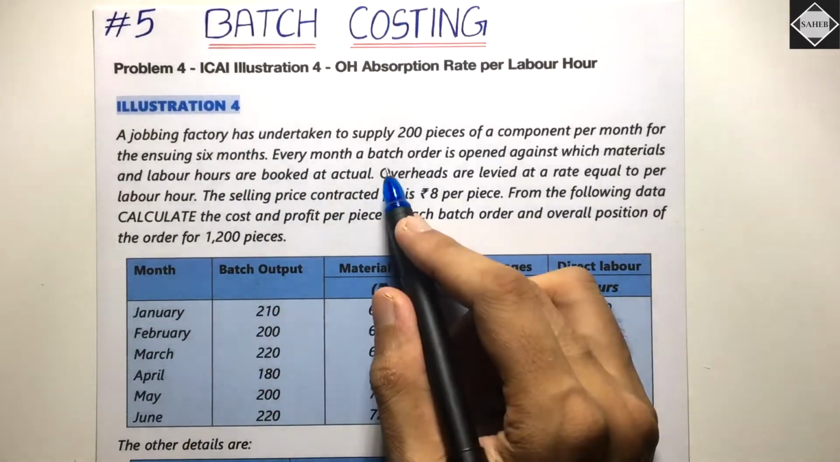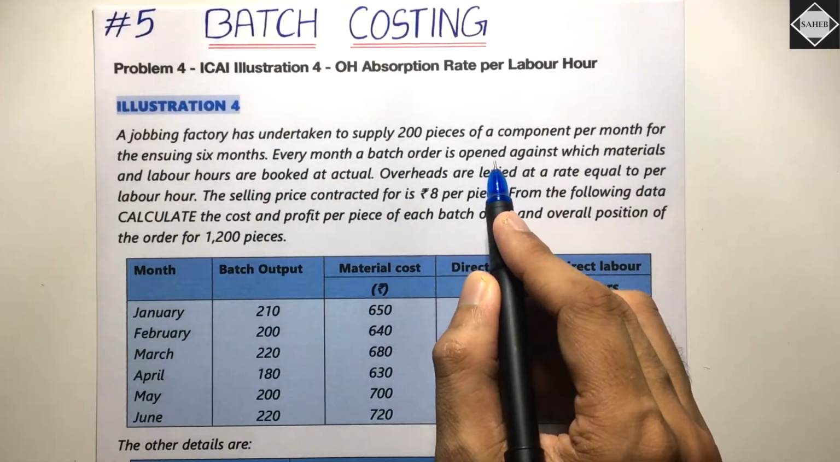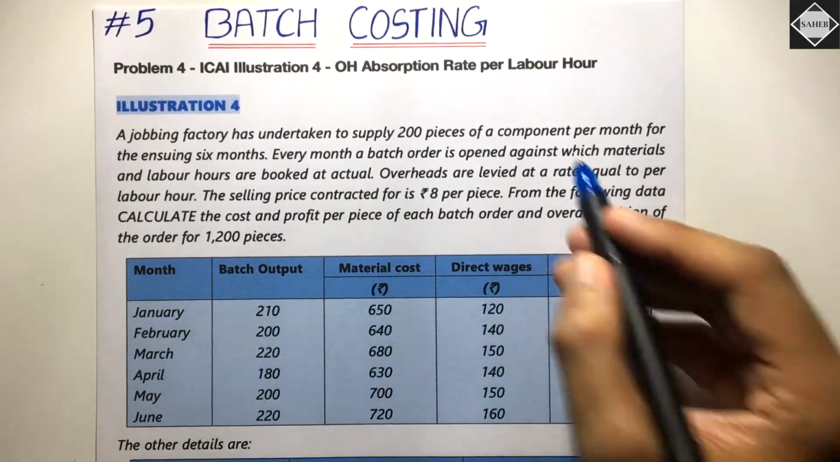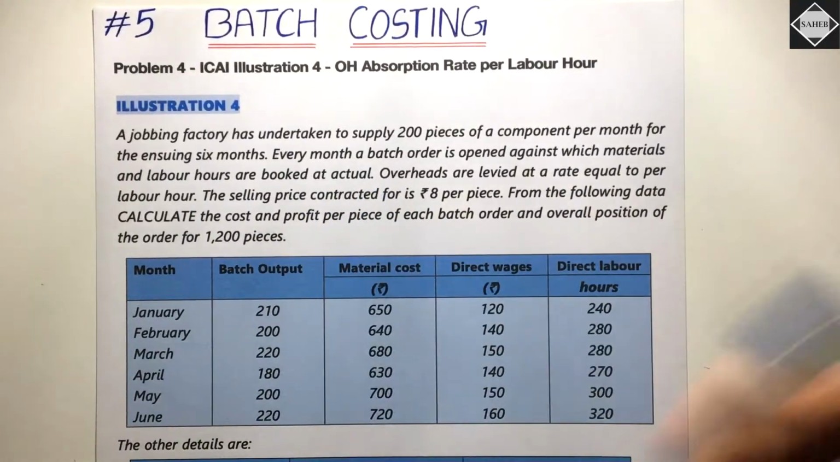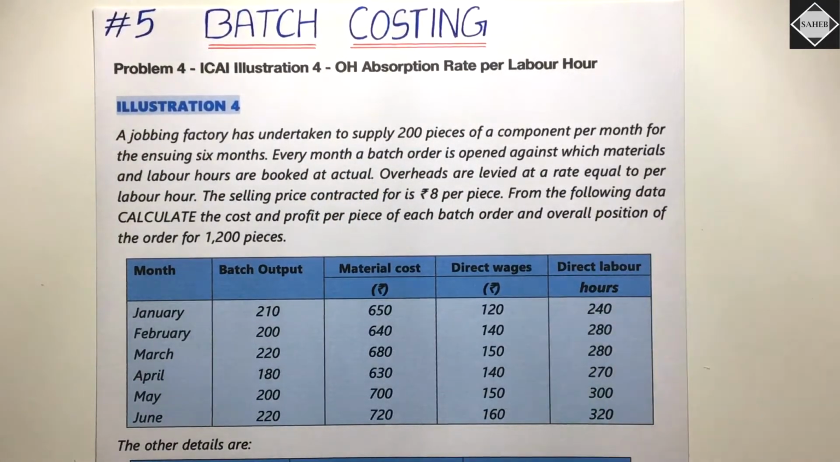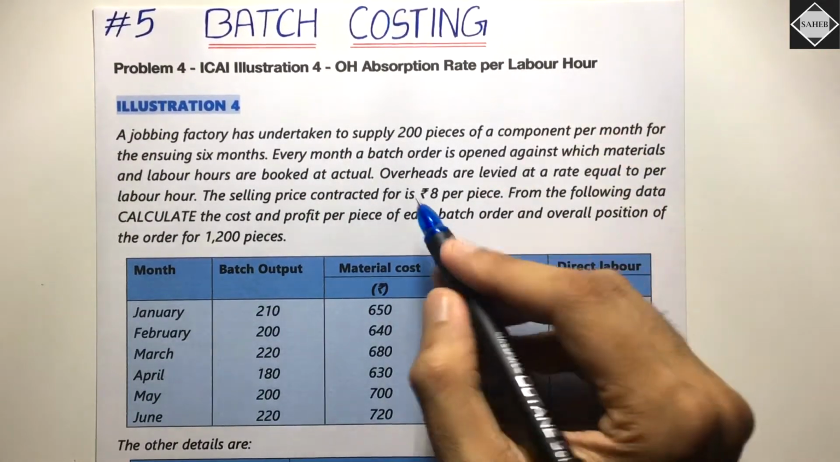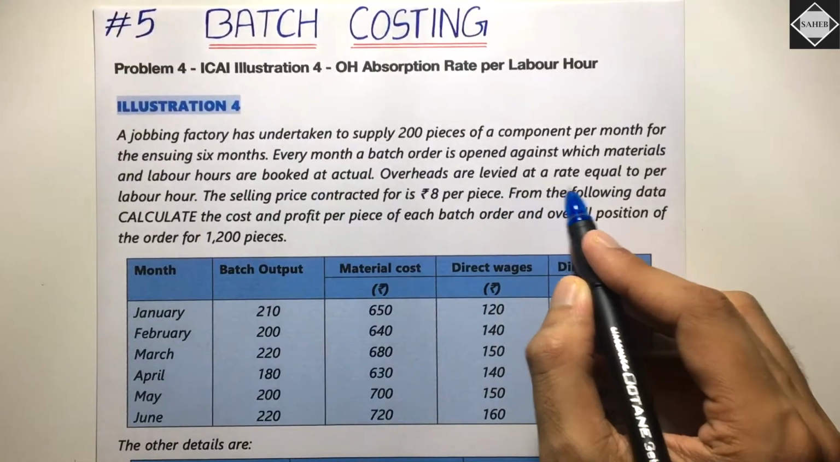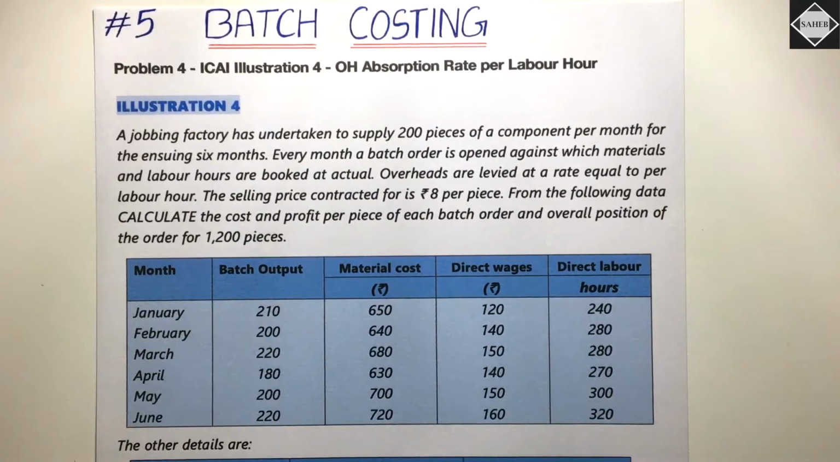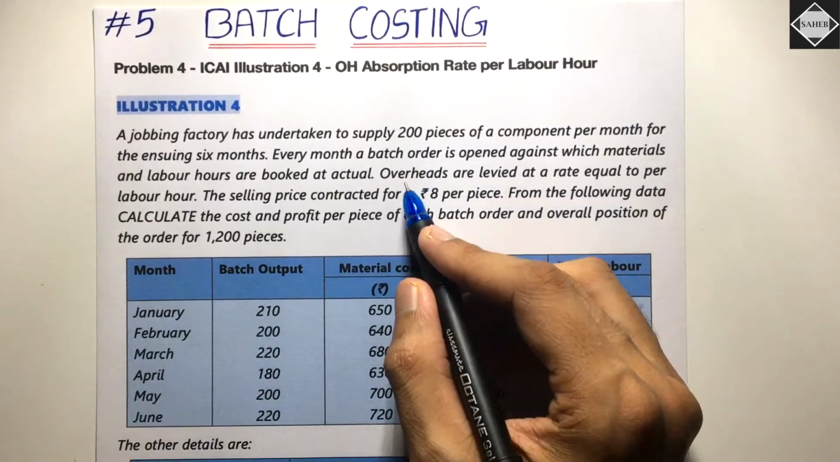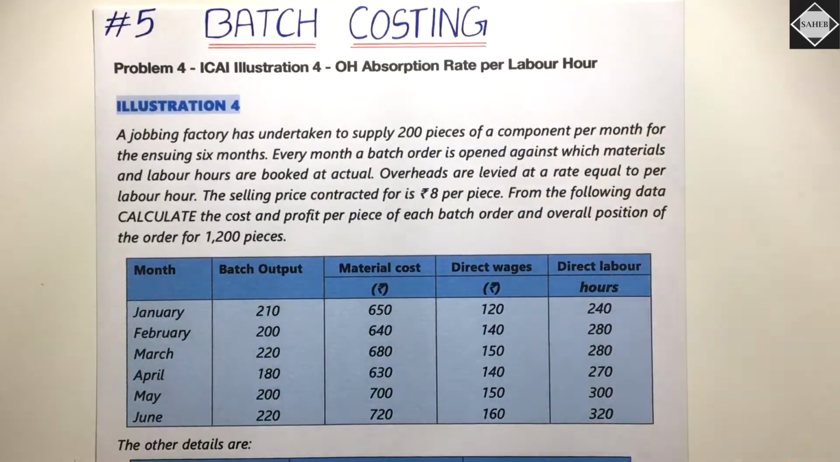Every month a batch order is opened, against which materials and labor hours are booked at actual. So they are recording all the materials and the labor hours, whatever they go on incurring. Is that clear? Overheads are levied at a rate equal to per labor hour. Here they are telling you that in this factory they are following this method of absorption of overheads. Which method? Labor hour rate method. So that's what we will be doing here.